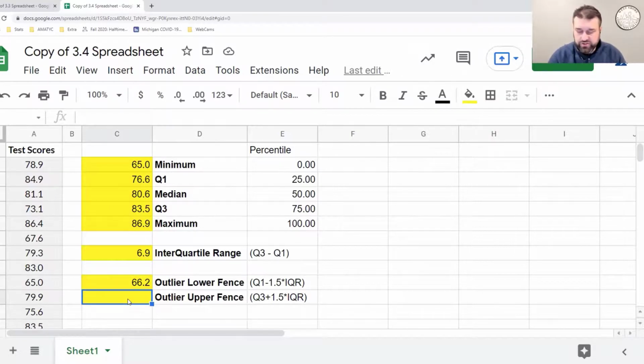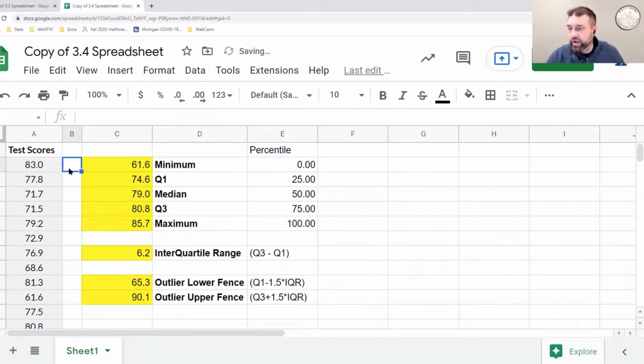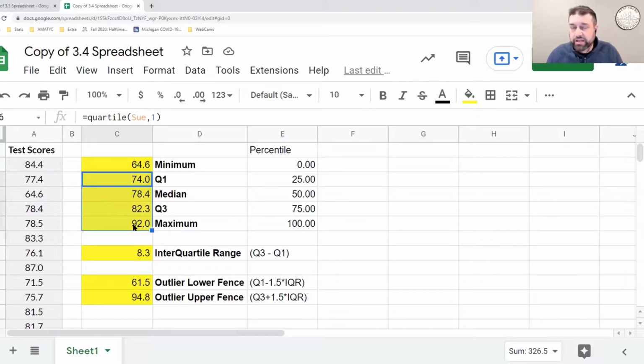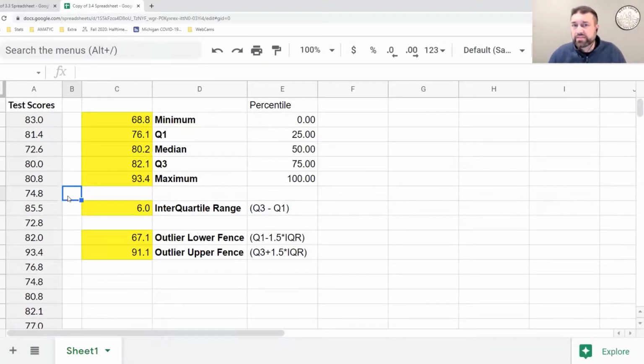Let's find the upper fence. Equals Q3 plus 1.5 times the IQR. Now, again, this is random. Sue is a random data set. So as I refresh, you'll see that all of my test scores recalculate. But because we built this algorithmically, all of these values recalculate as well. So when we look at Sue, are there any outliers in this data set? Does Sue have any outliers?